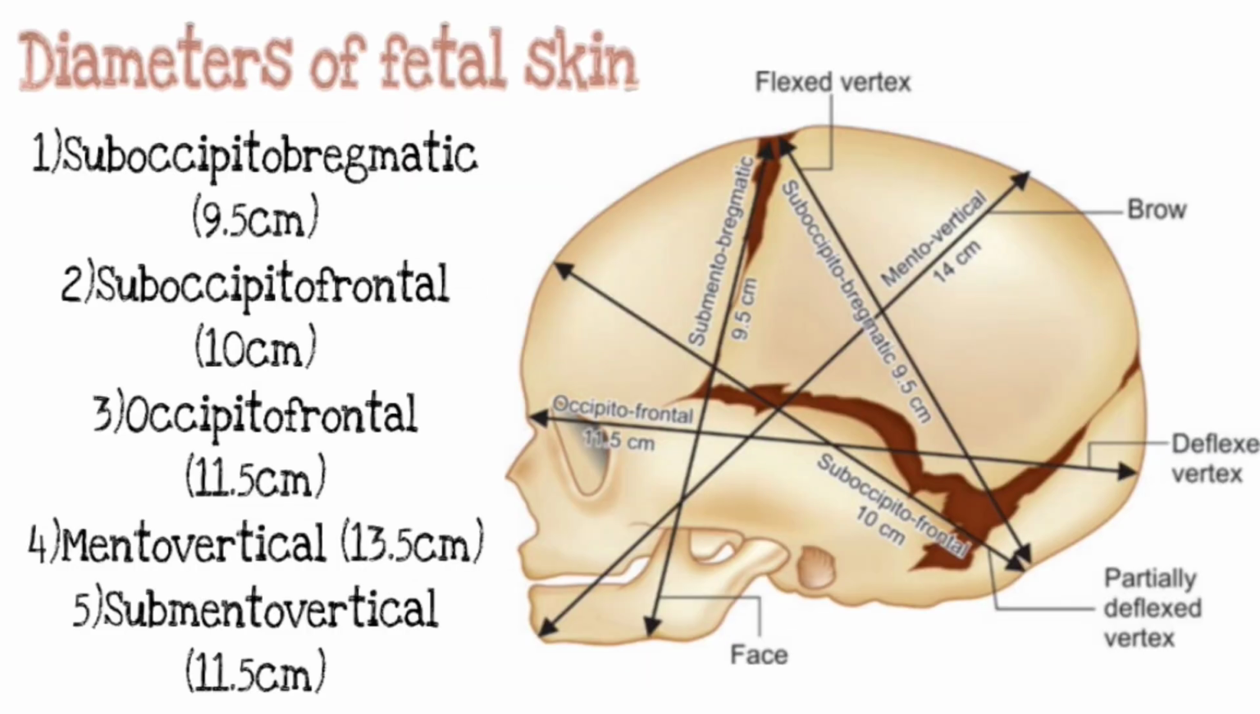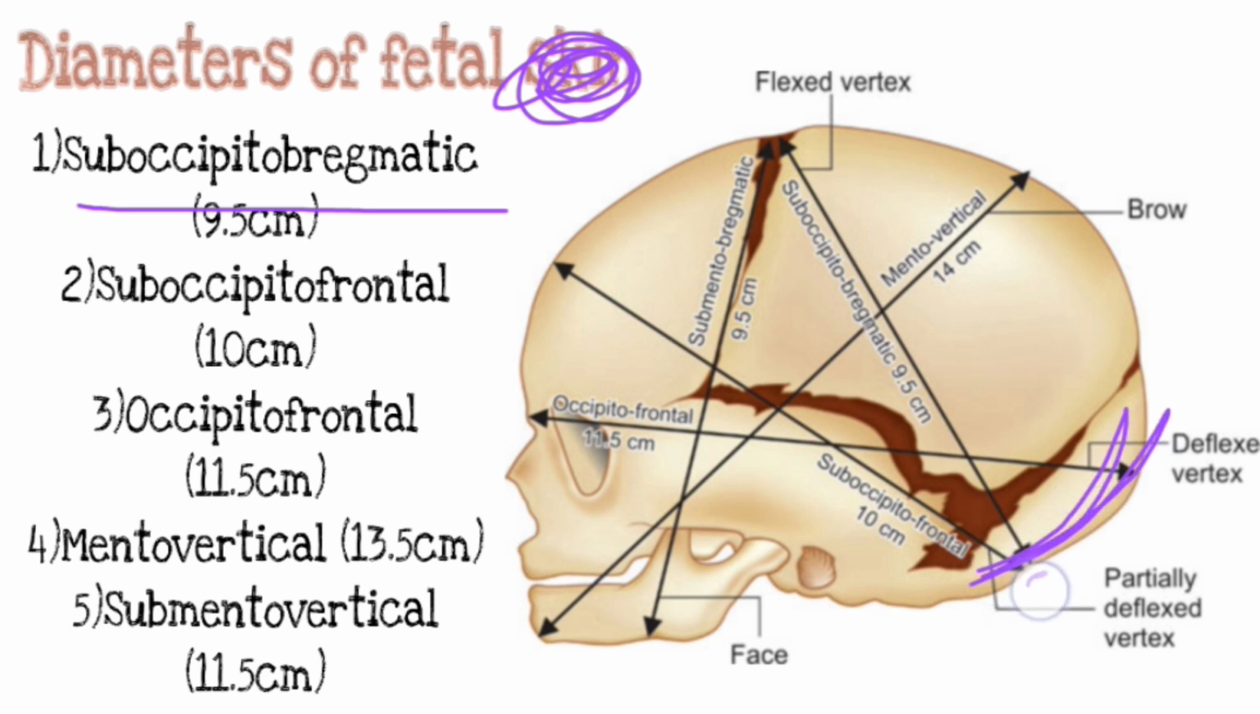Now the diameters of the fetal skull. I'm really sorry, it's fetal skull, not fetal skin. The first is suboccipitobregmatic. Occipital bone is this one. This is the suboccipital place, and bregmatic is nothing but the bregma region, this region. From here to here, this diameter is known as suboccipitobregmatic and it's around 9.5 centimeters.